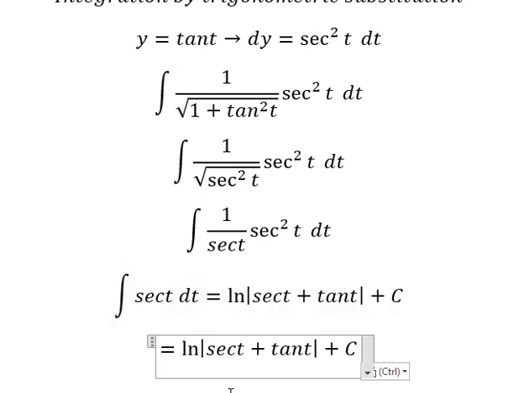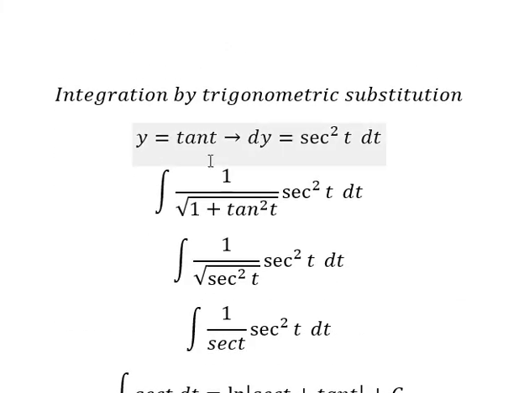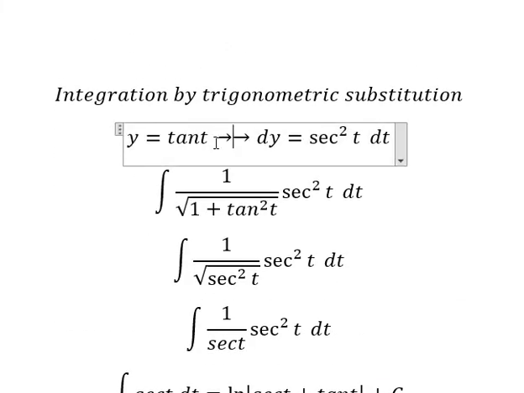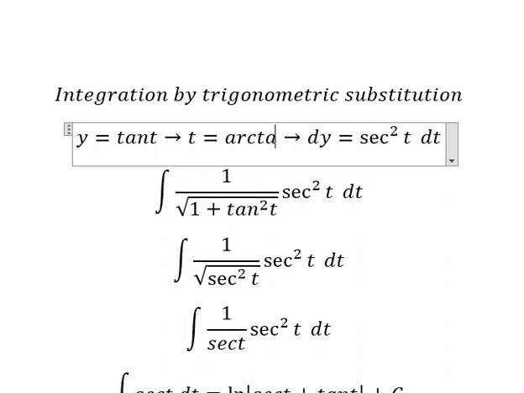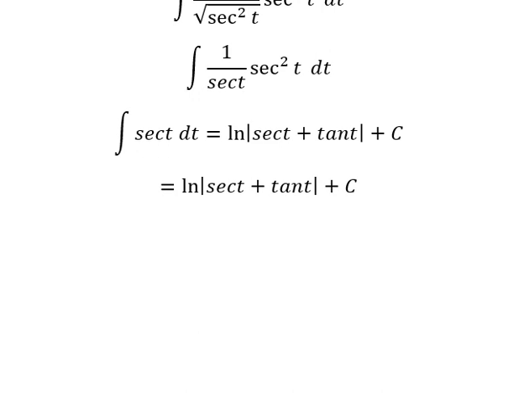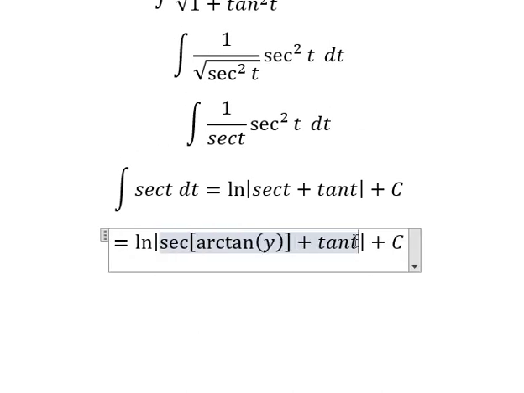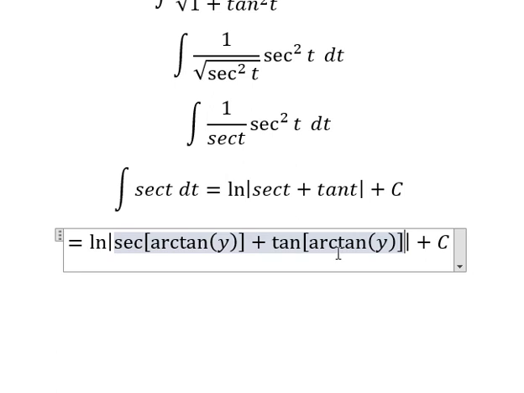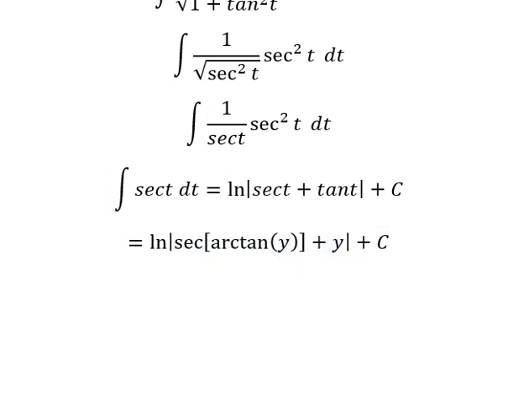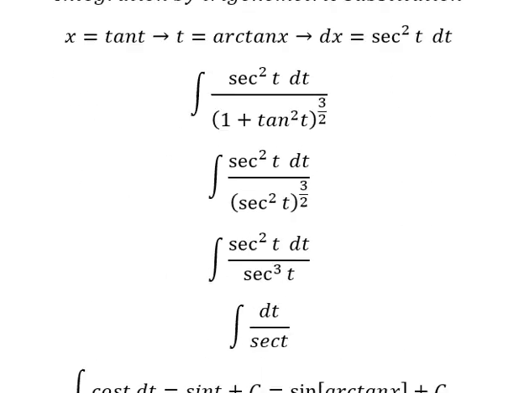About t we have this one, so we got t equal to arctan of y. So I will put this one to change for t. Tan with arctan we have y. And now we can combine the answer in here.